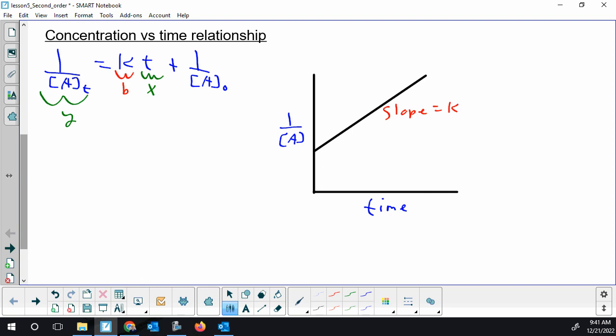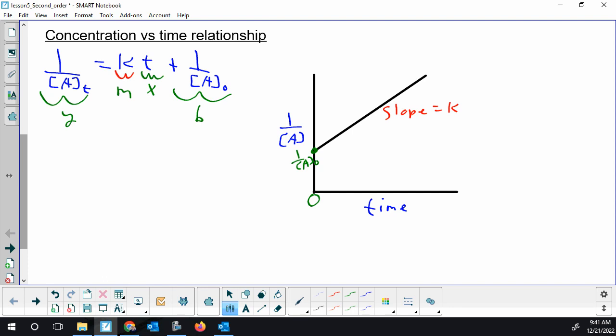Last, we've got this term. This would be our B value. I just wrote a wrong letter. That is M. I wrote everything right on my graph. I just put the wrong letter. So our slope M is k, our intercept B value, 1 over the original concentration, is where you would start at time equals 0.